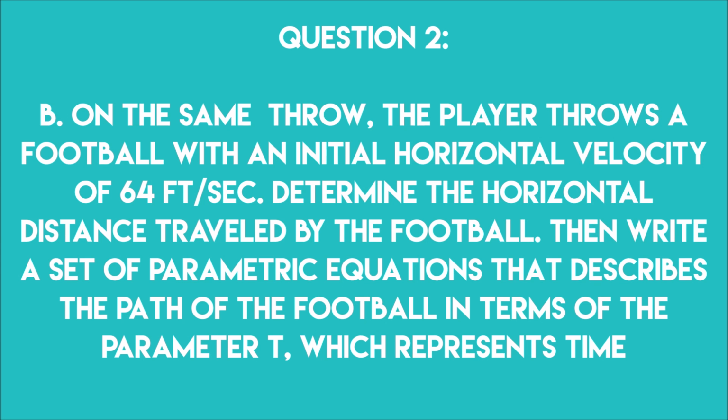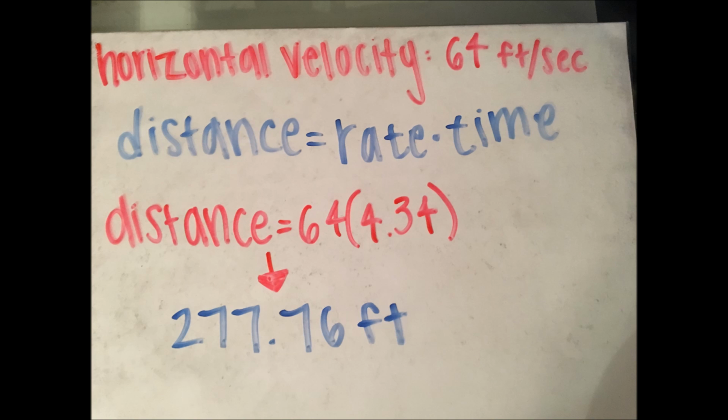The second question kind of piggybacks on the first one. The second question is, on the same throw, the player throws a football with an initial horizontal velocity of 64 feet per second. Determine the horizontal distance traveled by the football. Then write a set of parametric equations that describes the path of the football in terms of the parameter t, which represents time.